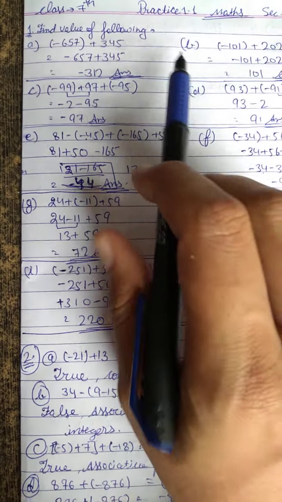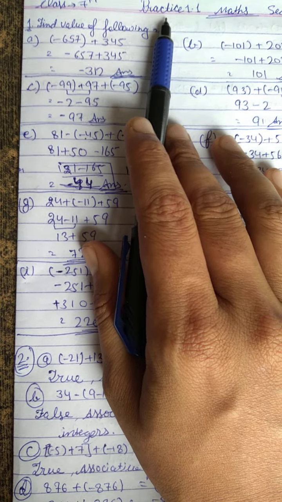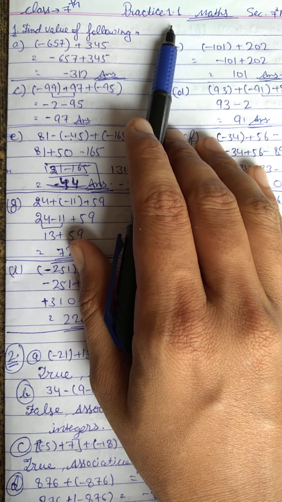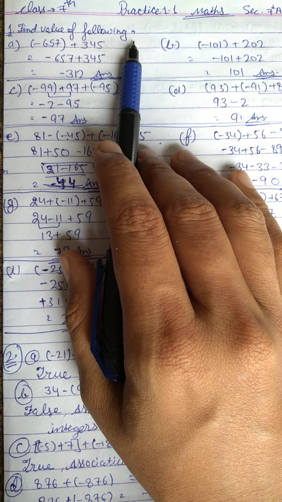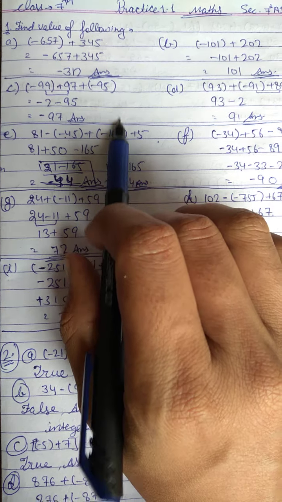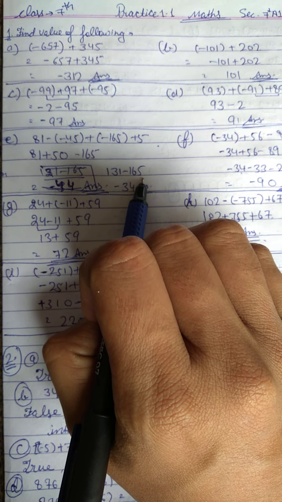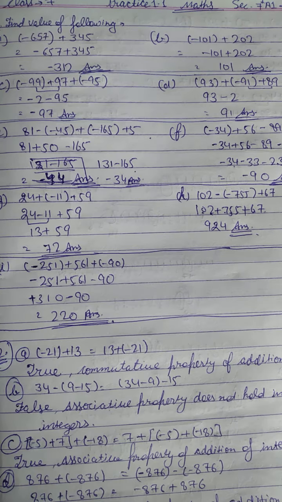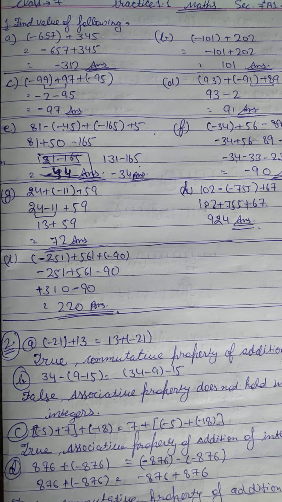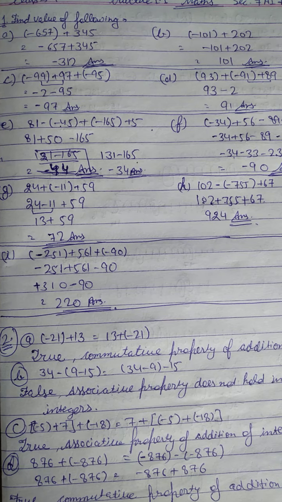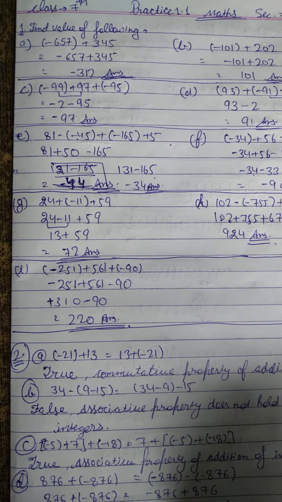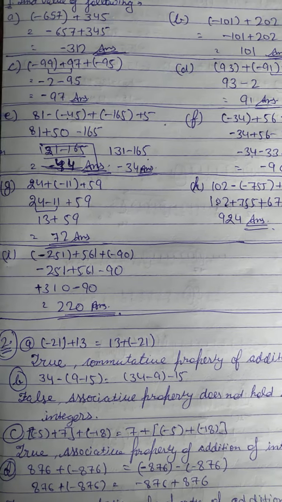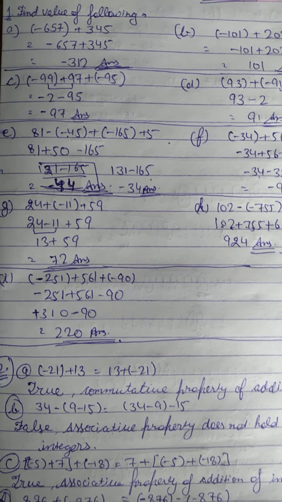So now we discuss the problems that are given in practice 1.1. In the first sum, we have to find the values of the sum of the following integers with the addition or the subtraction of the integer. We already discussed the rules of addition and subtraction of integers, so we apply these rules in the first sum and find the answer.